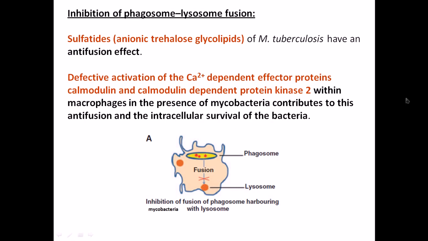And also they can produce defective activation of calcium dependent effector proteins. An example is calmodulin or calmodulin dependent protein kinase 2. Normally, calmodulin dependent protein kinase 2 within the macrophages in the presence of mycobacteria contributes to the anti-fusion and the intracellular survival of the bacteria. That's another important fact here.